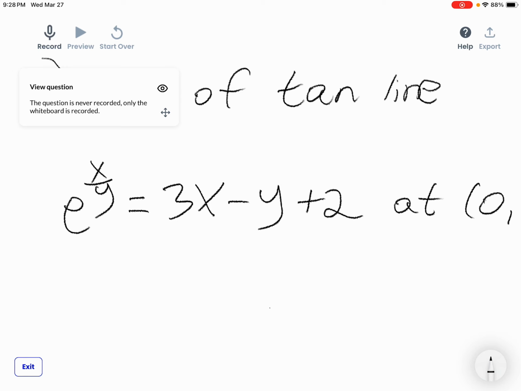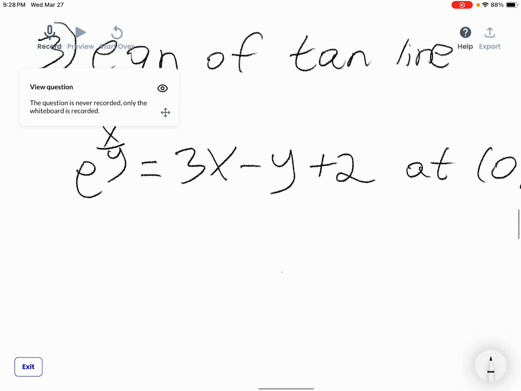The derivative of e to the blob is e to the blob. The blob here is x over y, but then times the derivative of the blob, where the blob is x over y. So we have a quotient there. We've got to use the quotient rule. So the derivative of e to the x over y is e to the blob, and then times the derivative of the blob.